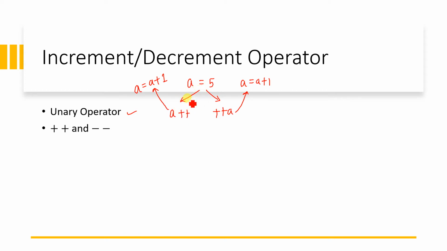Similarly, if you consider the minus minus operator, this is also the same thing. Let's say b is equal to 5. Then you can also write in a similar manner, that is b minus minus or minus minus b. So how is it executed? This represents b is equal to b minus 1. Similarly, this represents b is equal to b minus 1. So after executing this part, b becomes 4, and after executing this, a becomes 6. So this is the exact working of your increment or decrement operator.